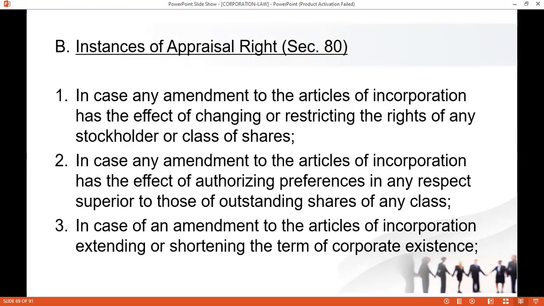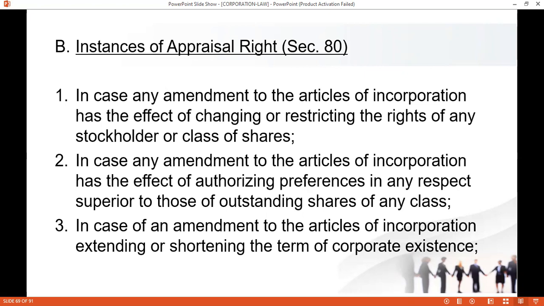Number one, in case any amendment to the Articles of Incorporation has the effect of changing or restricting the rights of any stockholder or class of shares. Ayan. Nyari, nag-amend sila tapos maapektuhan yung kanilang shares. In case any amendment to the Articles of Incorporation has the effect of authorizing preferences in any respect superior to those of outstanding shares of any class. In case of an amendment to the Articles of Incorporation extending or shortening the term of corporate existence.